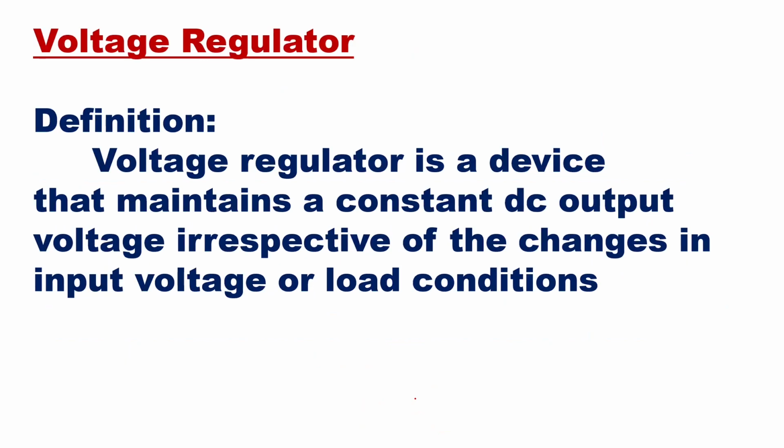Then we will come to the application of the Zener diode as a voltage regulator. First we will see the definition of a voltage regulator. A voltage regulator is a device or a circuit that maintains a constant DC output voltage irrespective of changes in input voltage or load conditions. Whether the input voltage increases or decreases, the output voltage has to remain constant. If the load resistance increases or decreases, the output voltage has to remain constant. The Zener diode is one component which can be used as a voltage regulator.